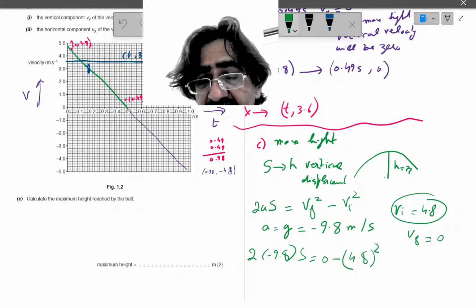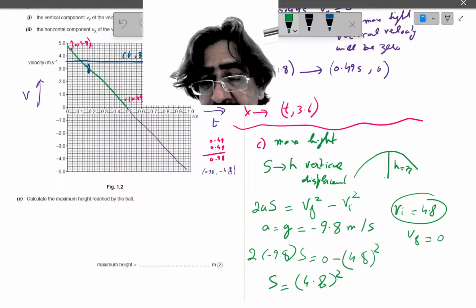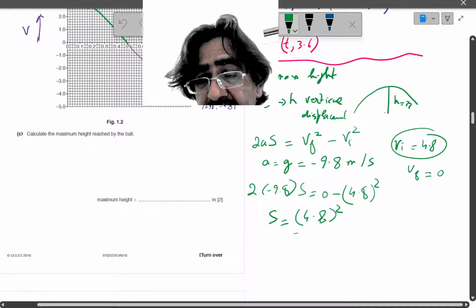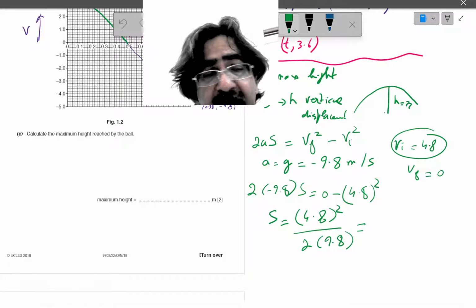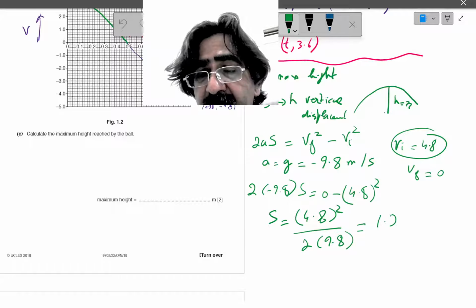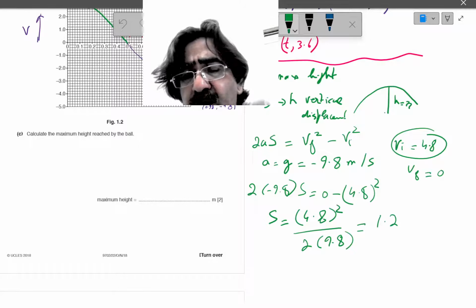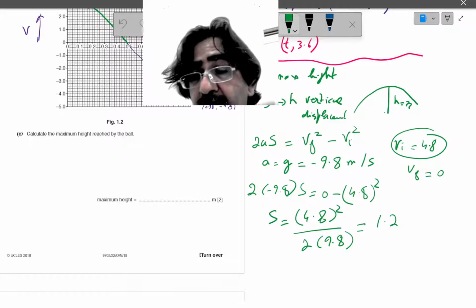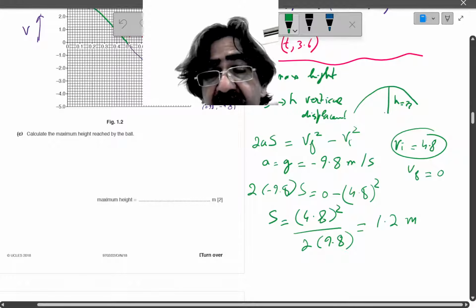Okay, the negative sign will be cancelled, so the s will be 4.8 square divided by 2 times 9.8. So by calculating all these, that will be approximately equal to 1.18, or you may say that it is 1.2 meter. Okay, you may also find this by using this formula.